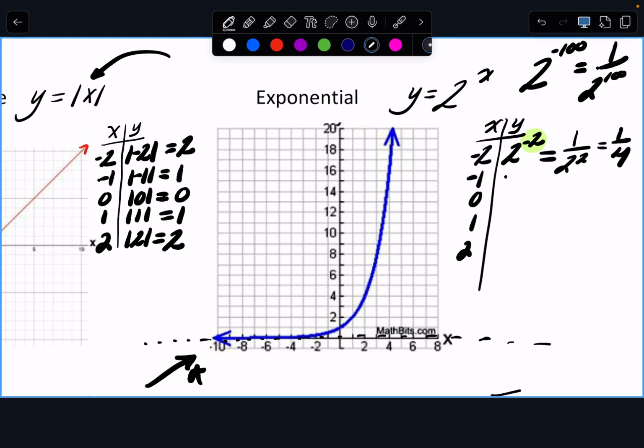Okay, let's plug in -1. 2 to the -1 is 1 over 2 to the first, which is 1/2. 2 to the 0 is not 0. Any base to the 0 power calculates to be 1. 2 to the first is 2. 2 to the second is 4. So then I've graphed this exponential function, so we could then shift this around. So picture me shifting this left and right. Would the asymptote change if I shifted it left and right? But what if I shift it up and down? The asymptote would move with it. The whole graph shifts. Do you guys see what I'm saying?